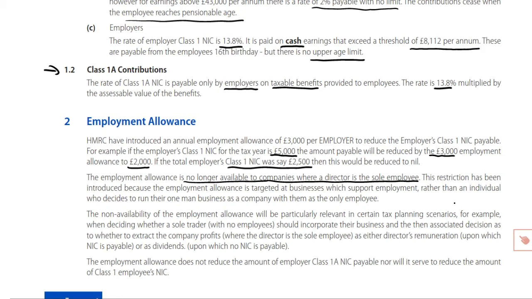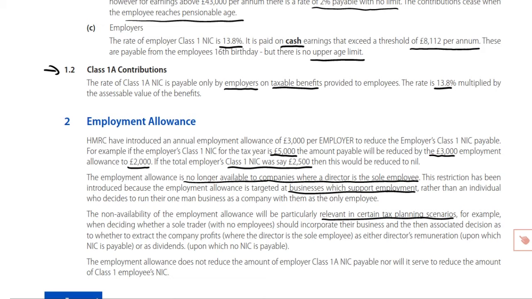Now, it's, I guess, a logical move, because the whole point of the employment allowance was for businesses to support employment, to actually employ more people. If the only person that your company employs is you, then no, you don't get that employment allowance. The non-availability of that employment allowance, so far as those single owner-managed companies are concerned, will be relevant in certain tax planning scenarios, which we review again in Chapter 26.